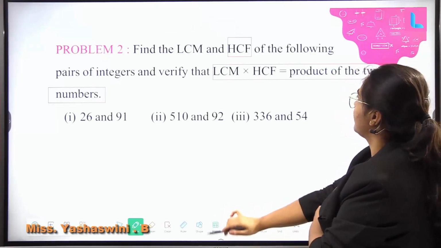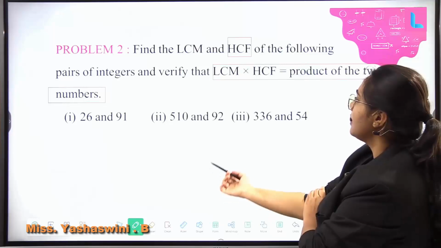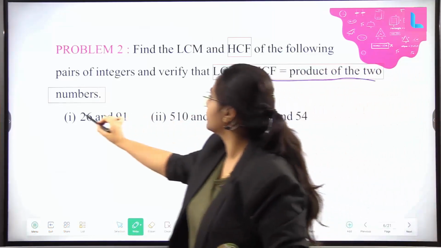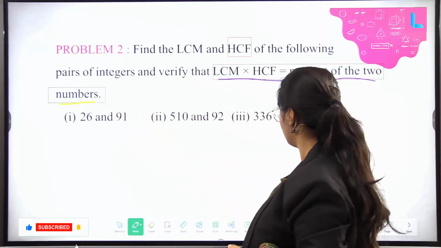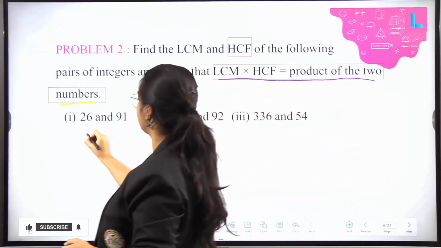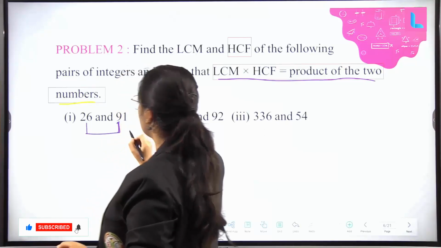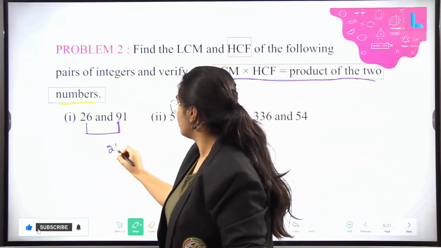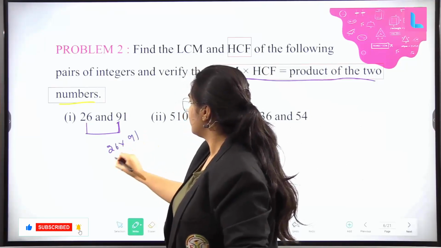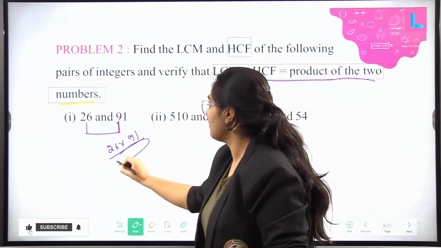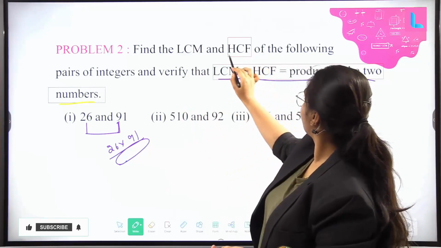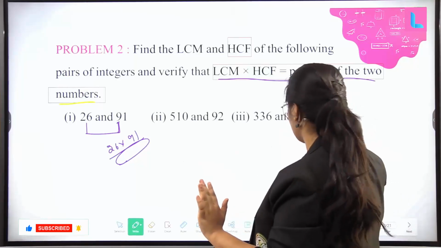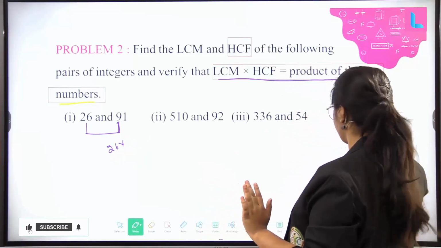Find the LCM and HCF of the following pair of integers and verify that the product of LCM and HCF is equal to the product of the two numbers. First you have to find LCM and HCF of these two numbers, and then whatever product you get, you have to compare it with the product of the numbers themselves, 26 into 91. It should be the same answer as the product of LCM and HCF. We'll see the first question first.